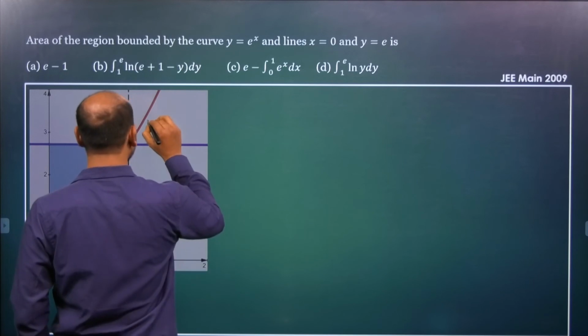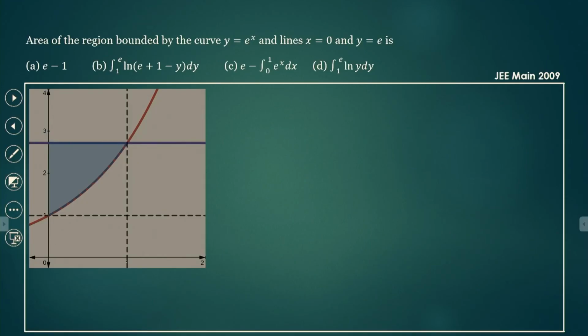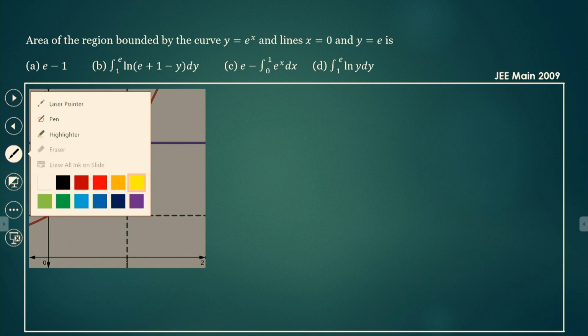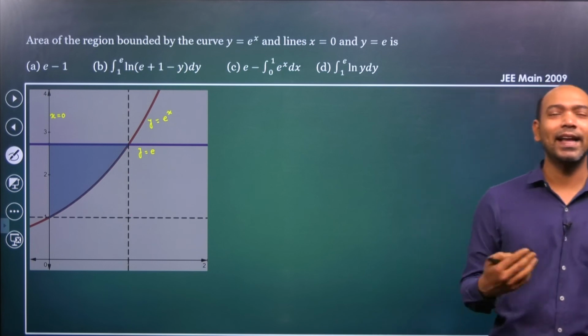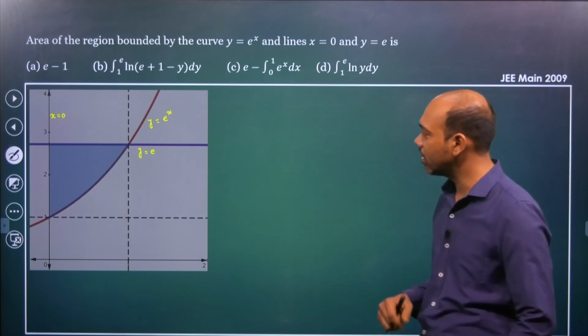So this is our curve y is equal to e to the power x. It lies between x equal to 0, that means the y-axis, and the line y equal to e. I just wrote it here, okay? So this is the required region. You can already calculate the shaded region and all that stuff, right?